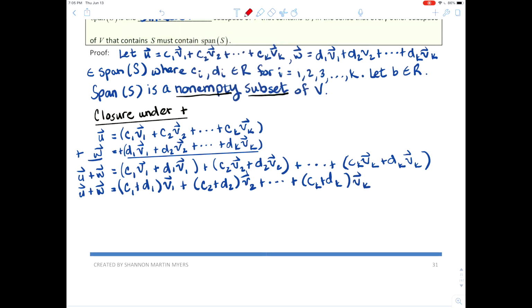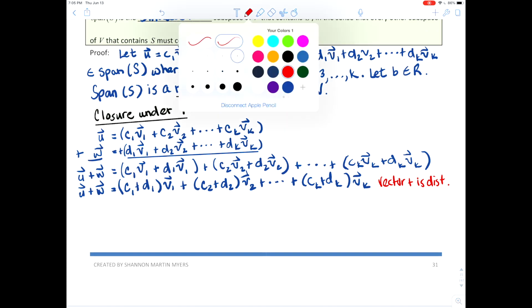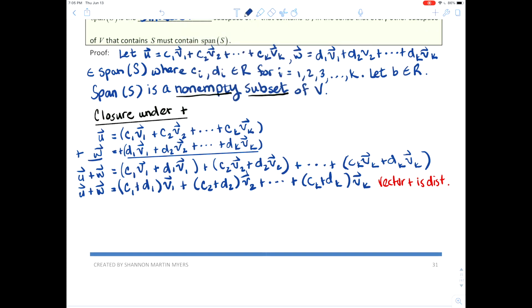That was because vector addition is distributive. And now, haven't we shown that this is a vector in the space V?